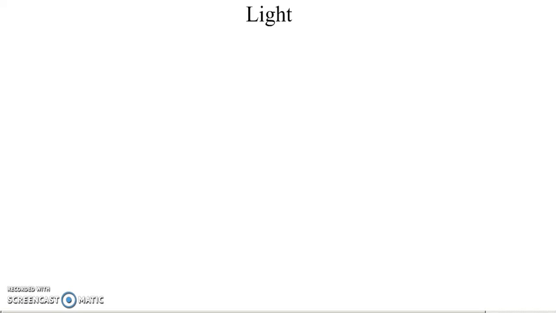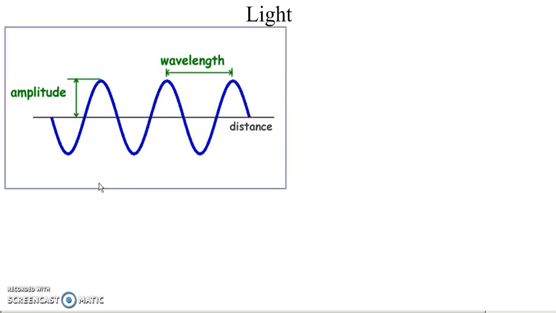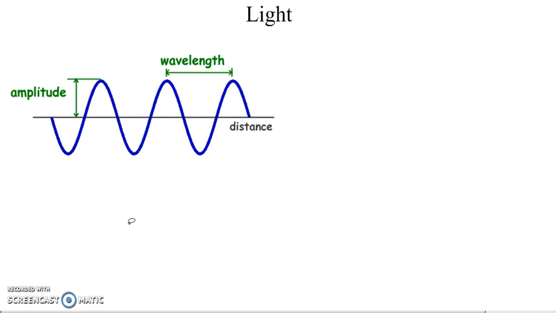I want to talk today about light, and before we look at any calculations or anything like that, we need to look at some of the basic features of light. For instance, light travels in waves, like the wave shown here, and there are a couple of features about that wave that we can talk about.